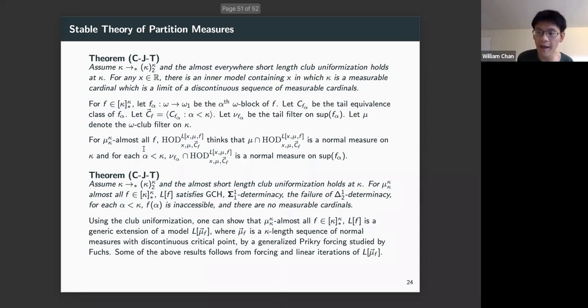Once you know that L of f is a forcing extension of these canonical models with measures, you can use forcing techniques and Kunen's iteration type of argument to establish some of these claims in the above theorem. How am I doing on time?